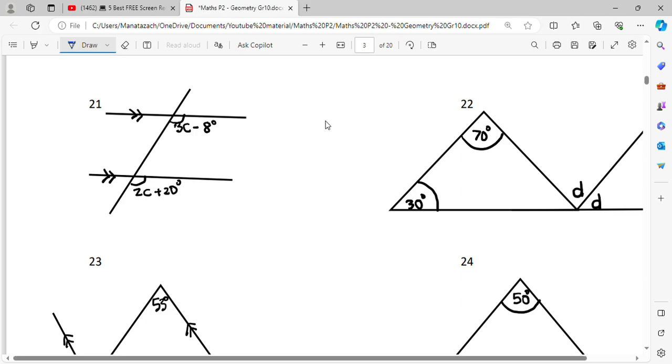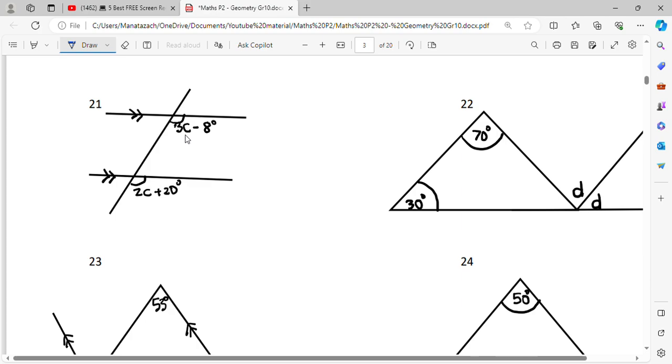Today we'll be doing grade 10 maths paper 2. So let's start with today's lesson. Basically we'll be calculating the letters on each and every question. So let's start with question 21.